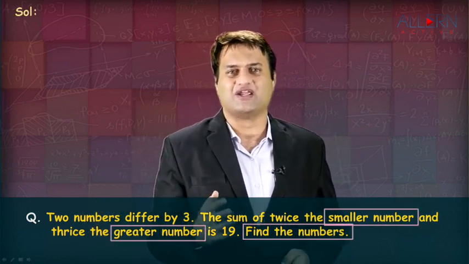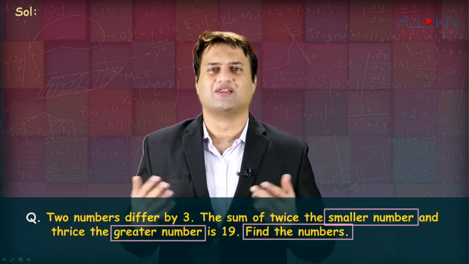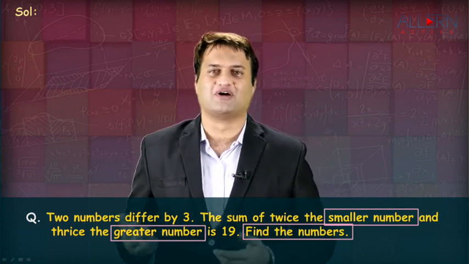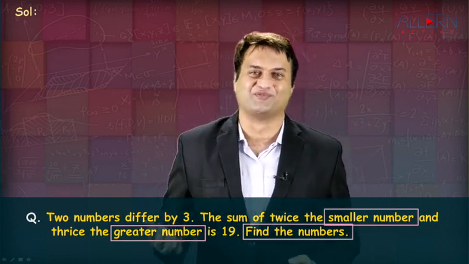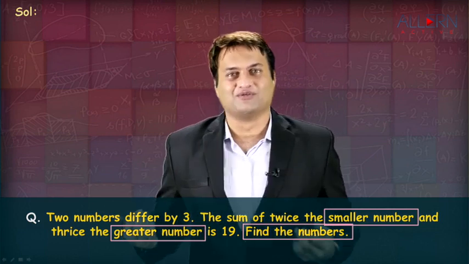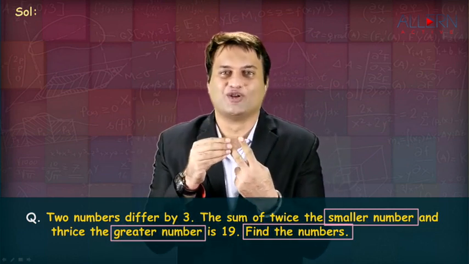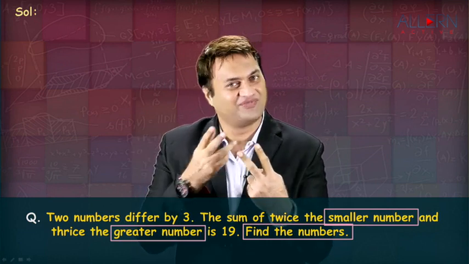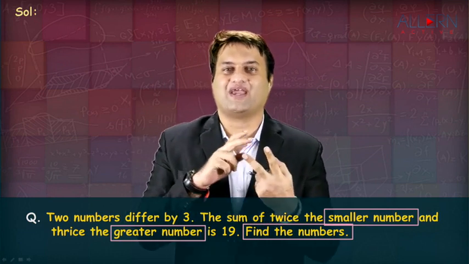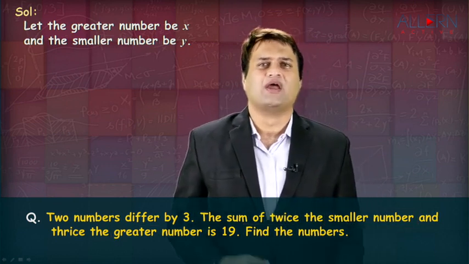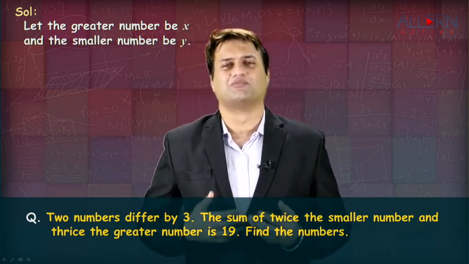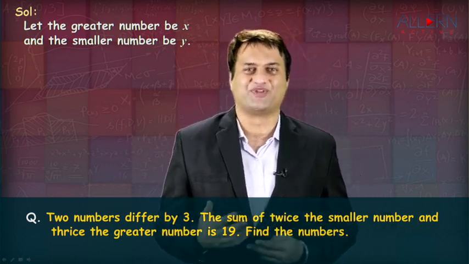Just read the last statement, and the last statement is find the numbers, and there are two types of numbers. One is a smaller number and the other is a greater number, right? So there are two unknowns, the greater number and the smaller number. So, how do we start the sum? Perfect. Let the greater number be x and let the smaller number be y. It's always better to assume the greater number as x and the smaller number as y, right?